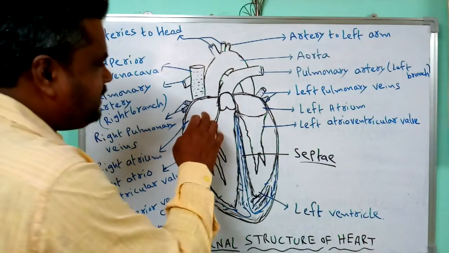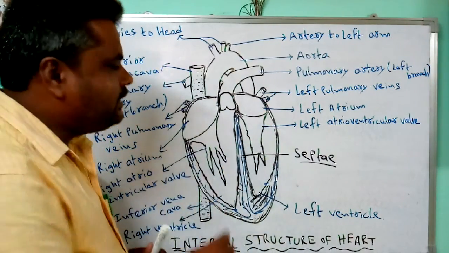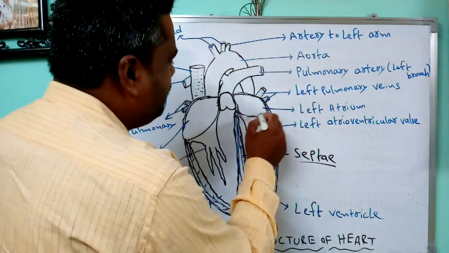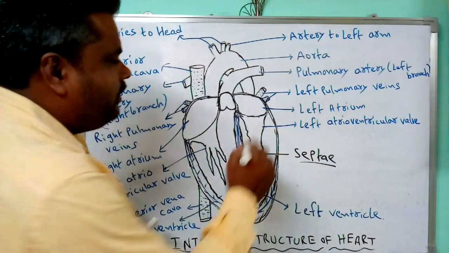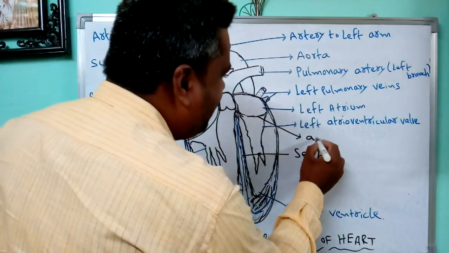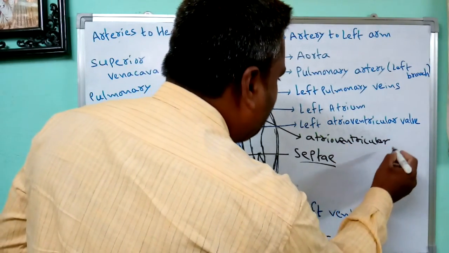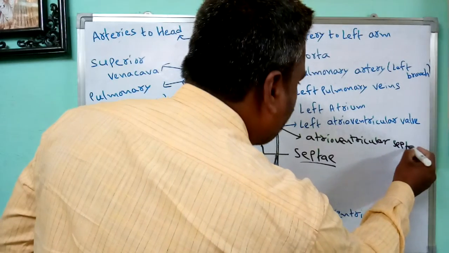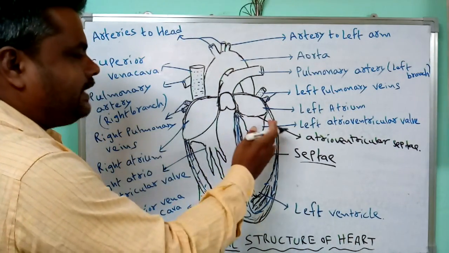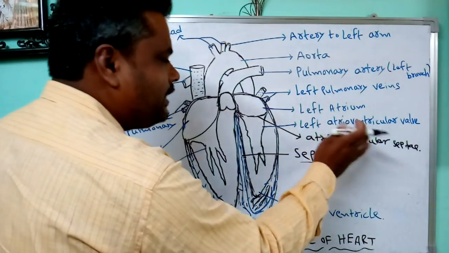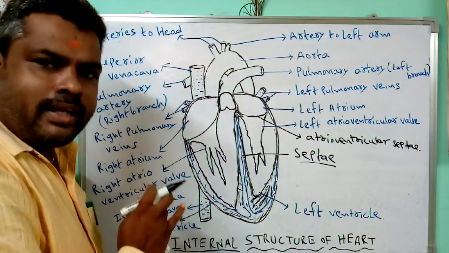Next, these upper and lower chambers are separated by a wall that is commonly called the atrioventricular wall, or atrioventricular septum. So this is the left atrioventricular septum and this is the right atrioventricular septum.